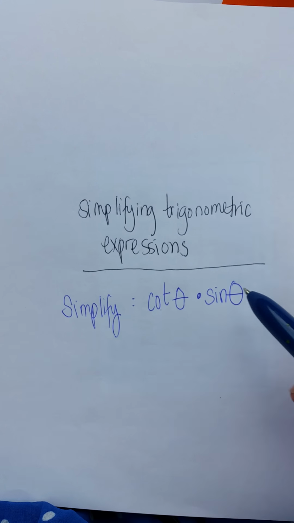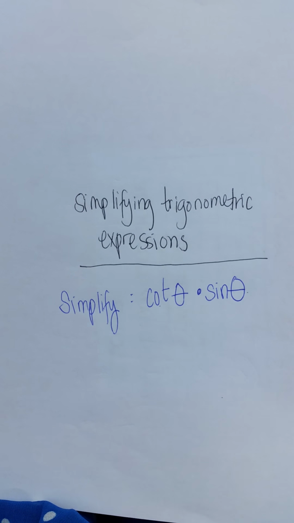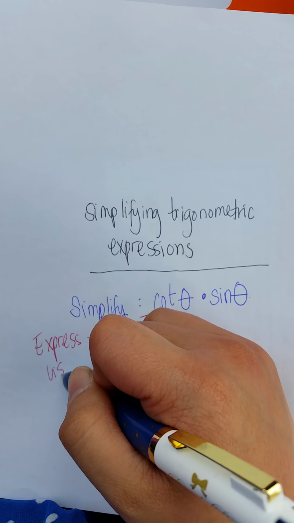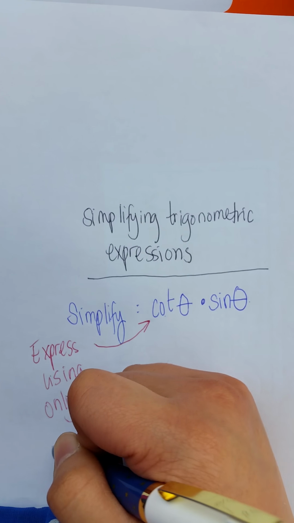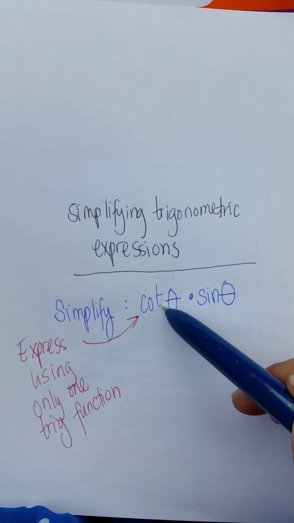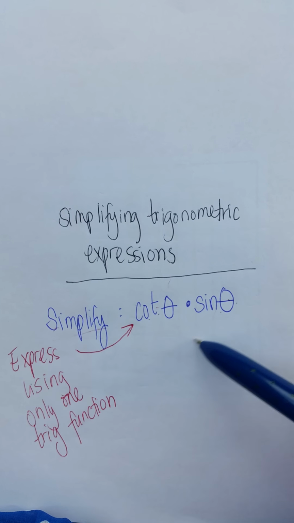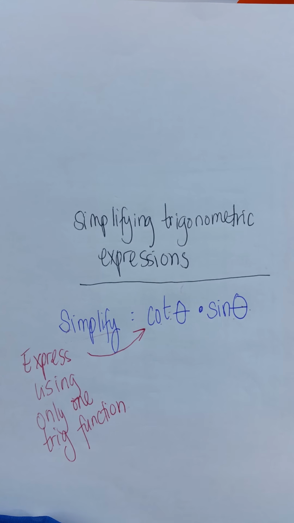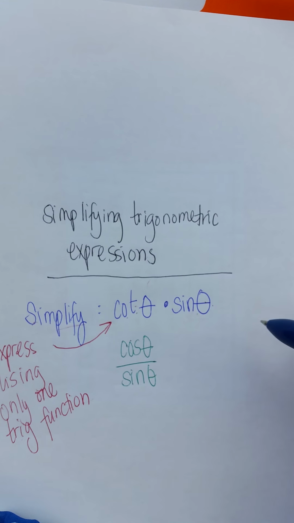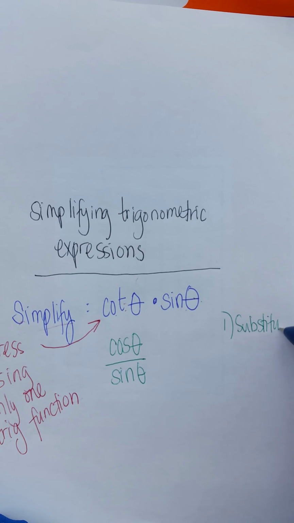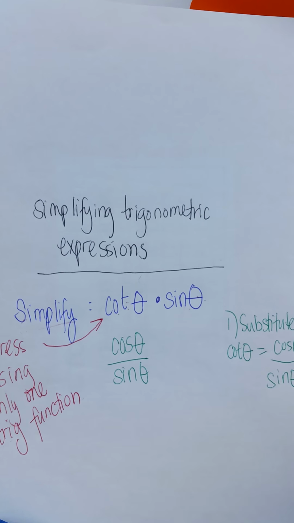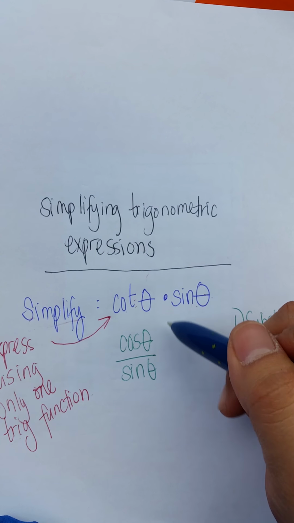Well, there's 2 different trig expressions here. What if I told you express this using only one trig function? So right now we have 2 different trig functions, cotangent theta and sine theta. Now we want to simplify it so it's only expressed in terms of one trig function. So the first step is you can notice, oh, well, cotangent theta, I know that happens to be cosine theta over sine theta. So you substituted cosine theta over sine of theta for cotangent theta. Okay? And then sine of theta is already as simplified as it's going to get, so we can just keep it as such.